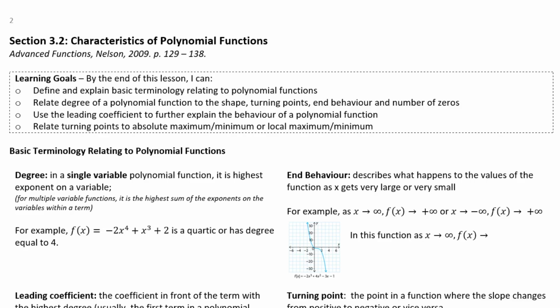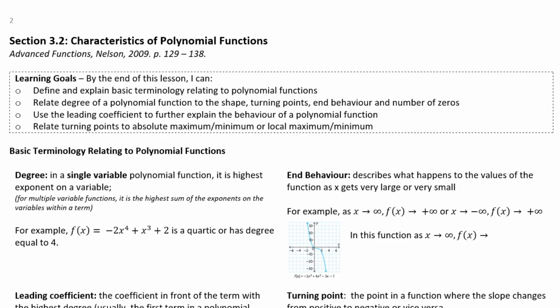Section 3.2, Characteristics of Polynomial Functions. The learning goals for today are to define and explain basic terminology relating to polynomial functions, relate the degree of a polynomial function to the shape, turning points, end behavior, and number of zeros, use the leading coefficient to further explain the behavior of a polynomial function, relate turning points to absolute maximum/minimum or local maximum/minimum.